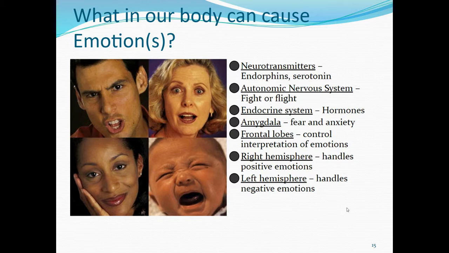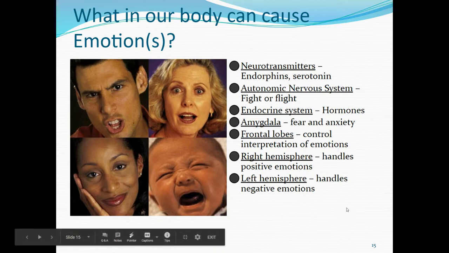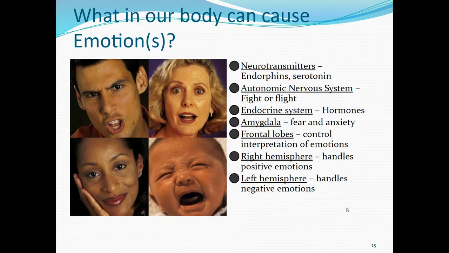Our endocrine system produces hormones, and when we have these changes to our body chemistry, there's always a change of emotional response that goes along with it. Within our brain, the amygdala controls really strong negative emotions like fear and anxiety. Our frontal lobes control how we interpret those emotions, how we judge those emotions based on our past experiences. Finally, the right hemisphere handles all our positive emotions, and the left hemisphere handles the negative ones.